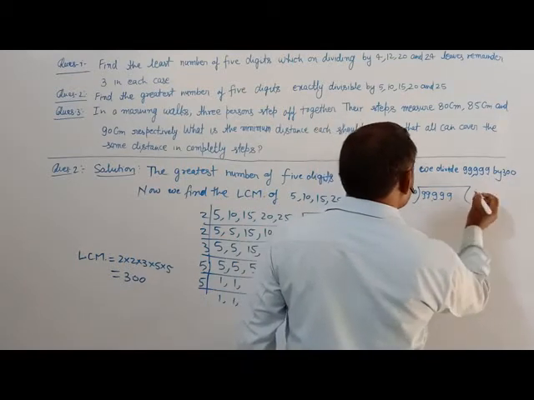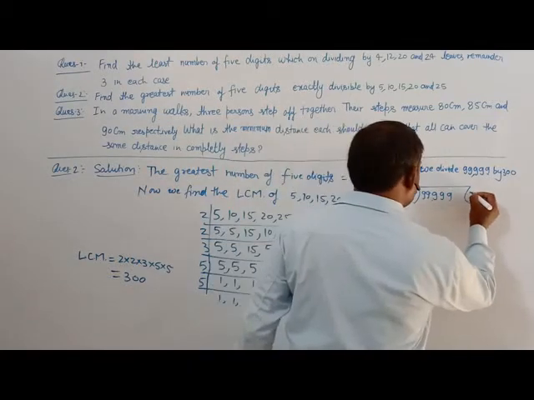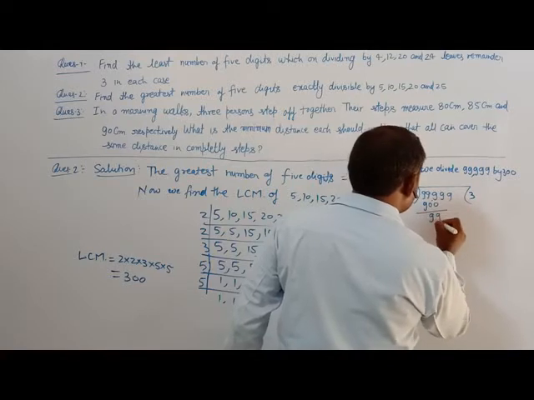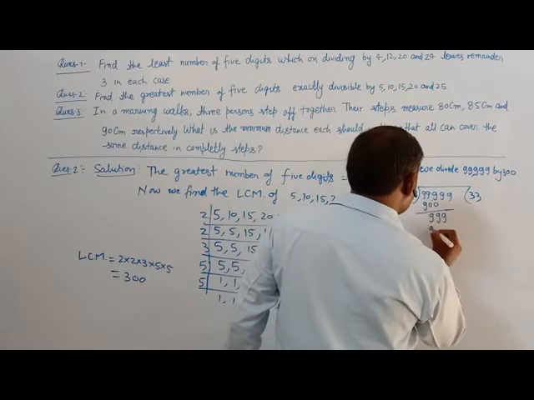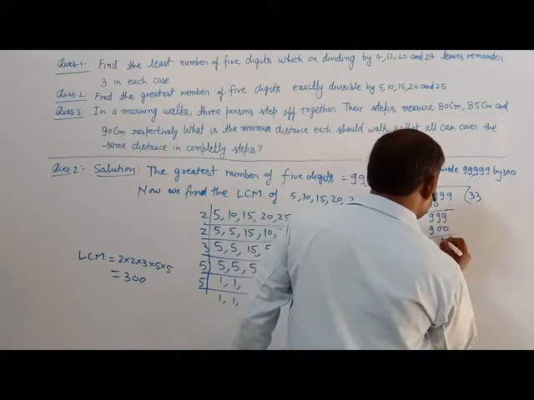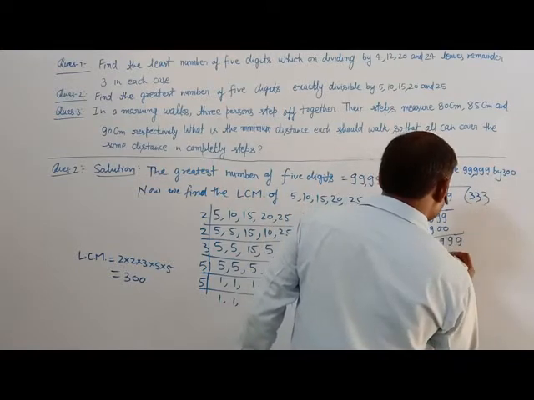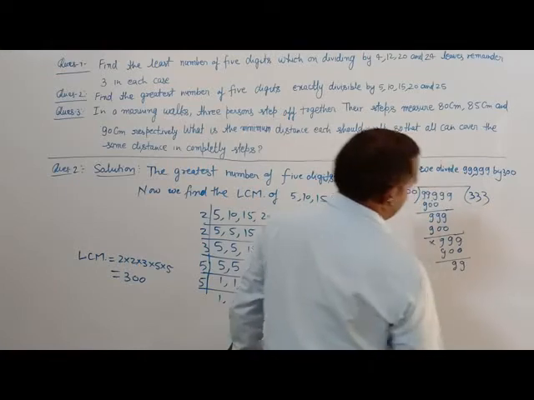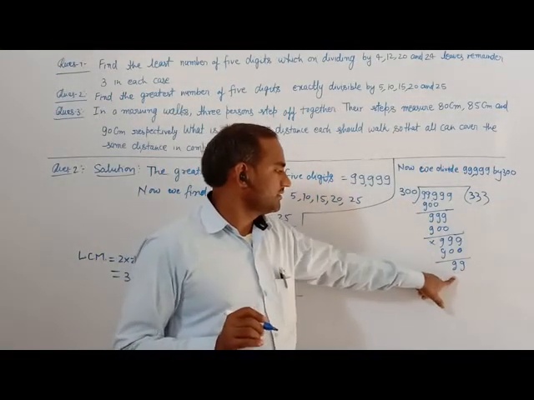3 nines are 900. 3 times 3 is 9, so 900. Then 99. Here the remainder is 99.